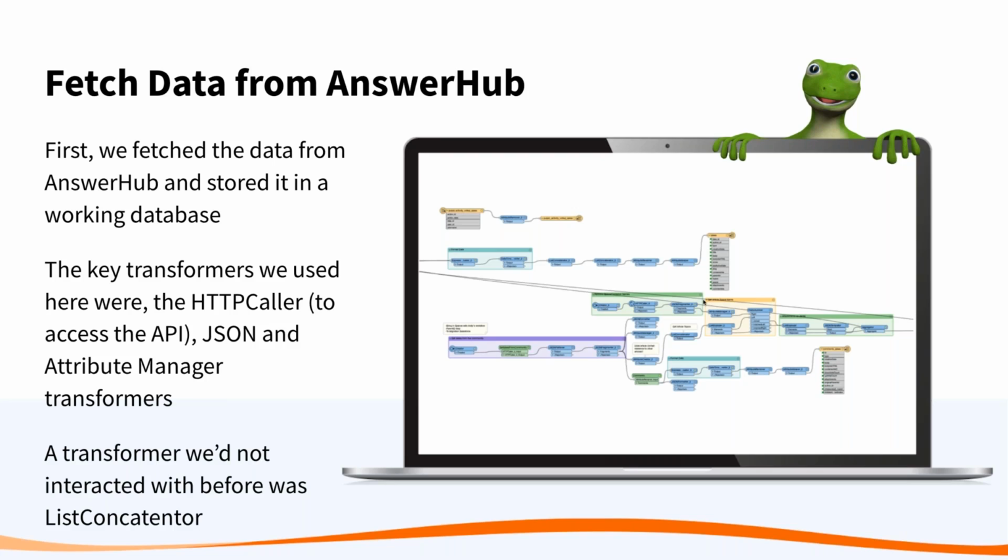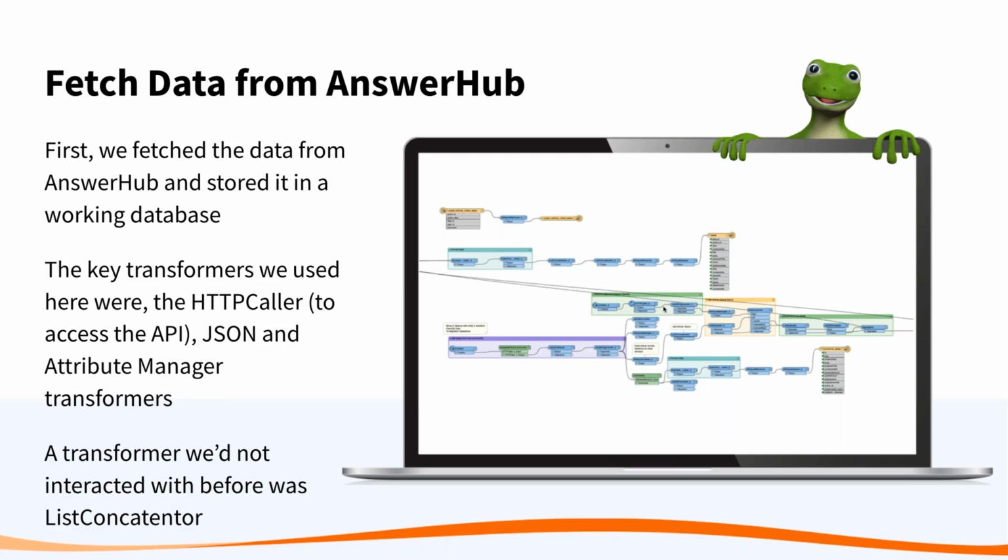So typically in a REST API, your response will be JSON. So we used our JSON transformers to parse apart those responses and put them into attributes. We also used the attribute manager throughout this whole project so many times because there are so many attributes we had to manage in the proper way, whether it's removing a string from them or just reordering them so that they're in a way that made sense. We'd use the attribute manager for that.